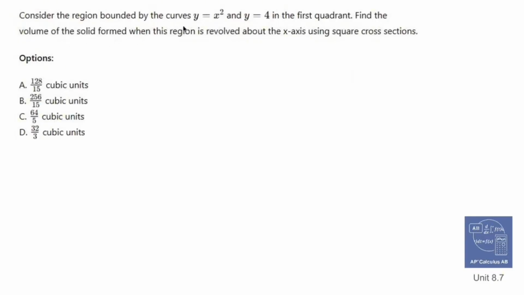Consider the region bounded by the curves y equals x squared and y equals 4 in the first quadrant. Find the volume of the solid formed when the region is revolved around the x-axis using square cross sections. Picture time. All right, so we're looking at y equals x squared, and we're looking at y equals 4. I'm going to be very bad at this. If I try to draw square cross sections, it's going to look something like that, squares that get smaller, and then smaller, and so on.